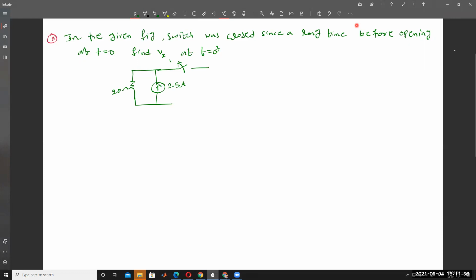So t is equal to 0, and then this is inductor, and closed like this, and a 20 ohm resistor is connected. So in this manner, this is the 20 ohm resistor. Here minus plus, so this is called Vx, the voltage across the resistor. So find the Vx at t is equal to 0 plus. Okay, solution for this problem.